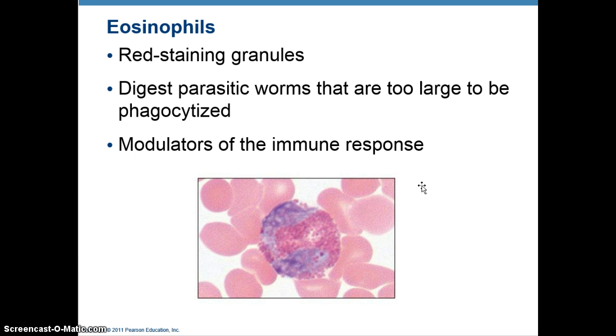So the primary job of the eosinophils is to digest parasitic roundworms, which you generally don't think much about, but we're all covered by roundworms, and occasionally they end up in the bloodstream. Your eosinophils go after them.